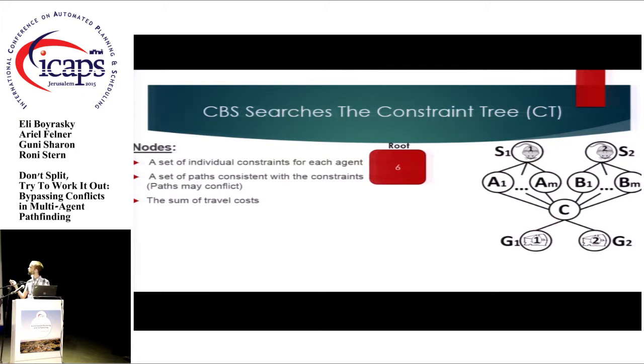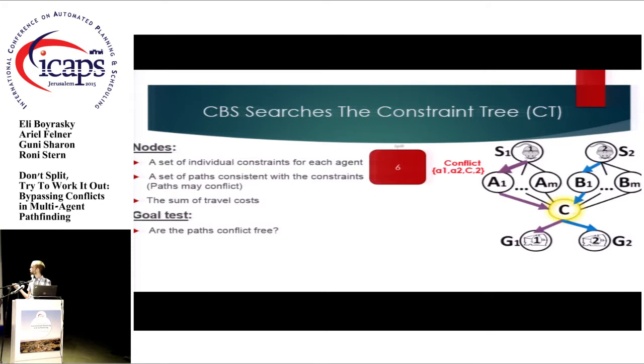Let's see an example here. CBS searches this constraint tree. This is our problem. Mouse number one wants to get to cheese number one, and mouse number two wants to get to cheese number two. At the root node, mouse number one chose A1, C, and G1. Mouse number two chose B1, C, and G2, creating a conflict in C in time step 2. When we try to validate this node, we find that it isn't a goal because we have the conflict of A1, A2, C in time step 2.